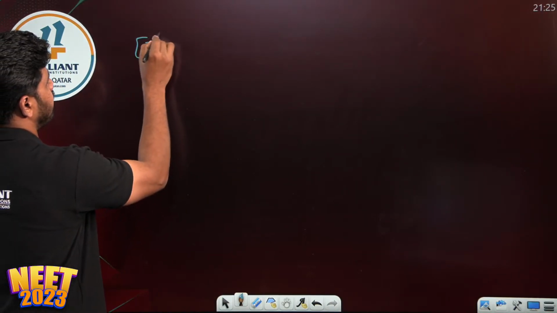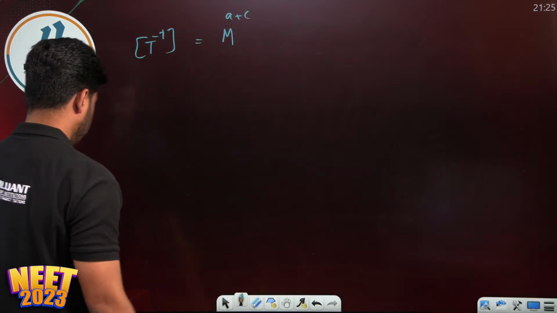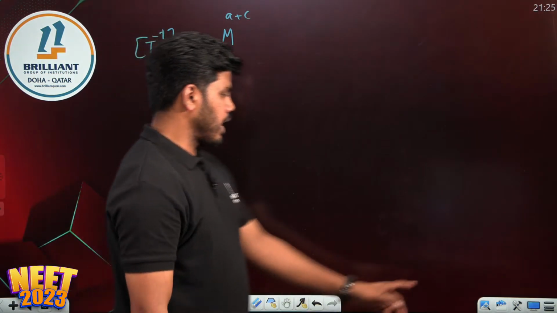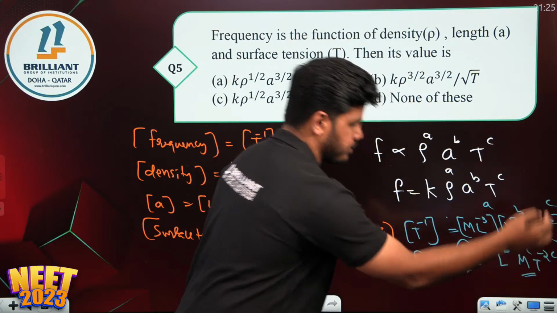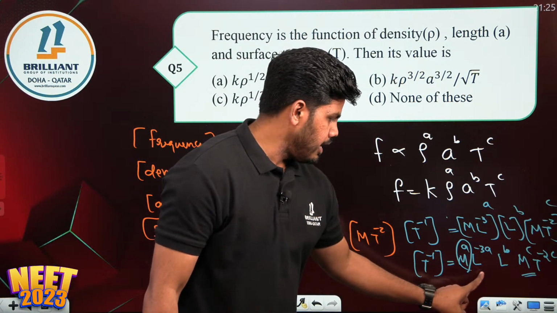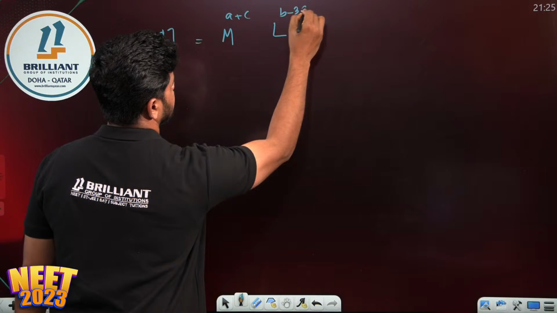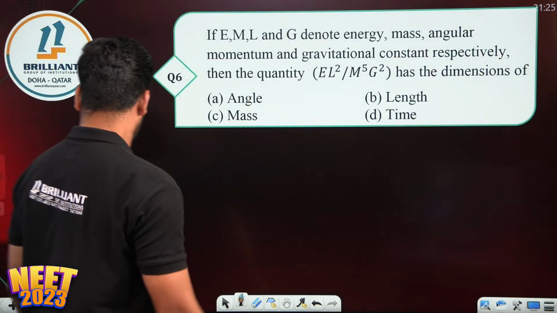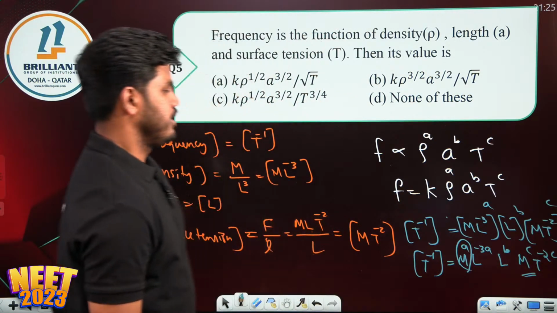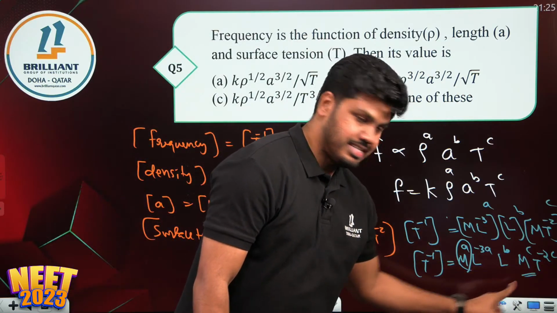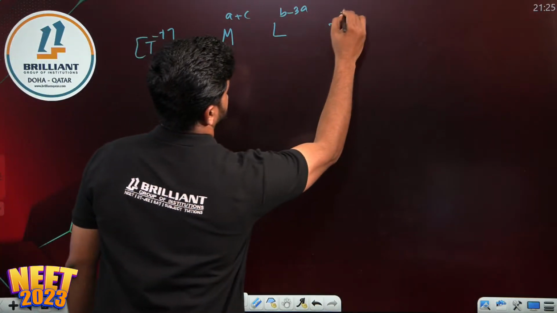So dimension of LHS is t raised to minus 1 is equal to m raised to a plus c, correct? M raised to a and c taken together. Then what about L? L has b and minus 3a. So we can take L into b minus 3a, and for t, what's the power? Power of t will be just minus 2c. We have only one term with time dimension on the RHS, so t raised to minus 2c.